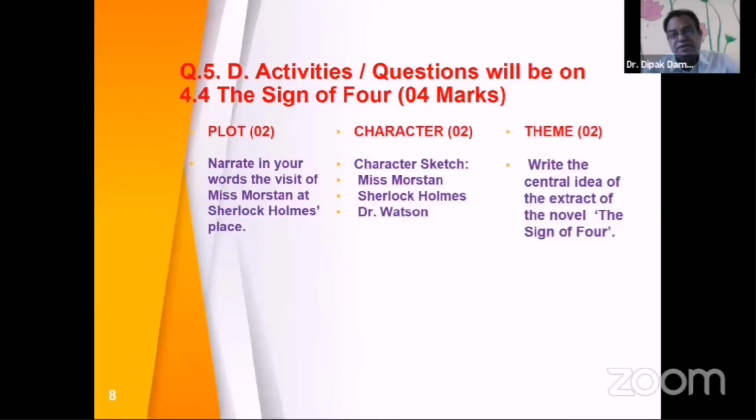Now question number 5D. Activities will be totally on The Sign of Four, for 4 marks. Again we will have two elements. Questions will be on two elements. For plot, such an activity can be asked. This is one example that I am giving.